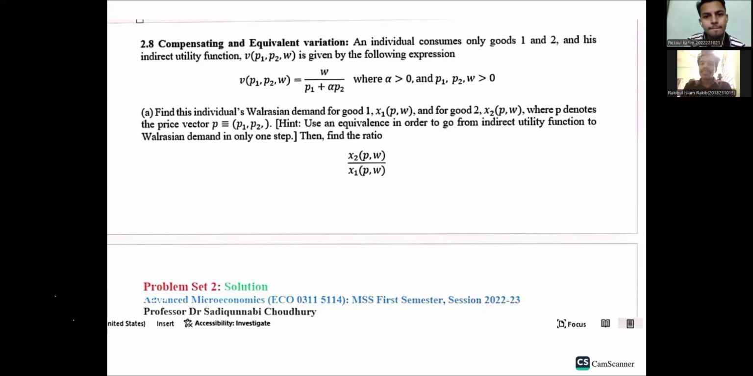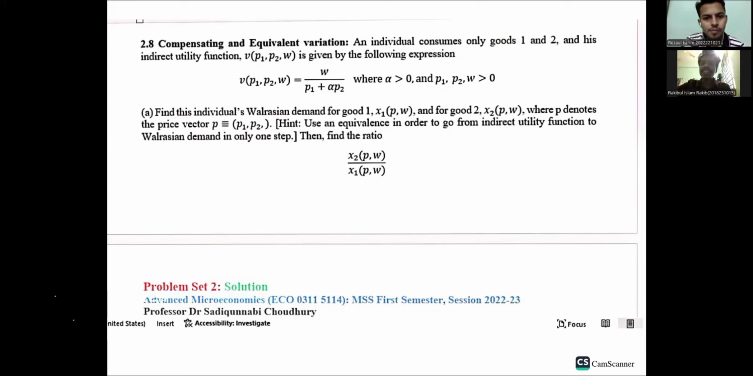Then the topic is about the compensating and equivalent variation from the indirect utility function. So the first question is, find this individual's Walrasian demand for good 1 and good 2. Here P denotes the price vector, and the hint is given here, and the indirect utility function is given here, isn't it, Joel? Yes.